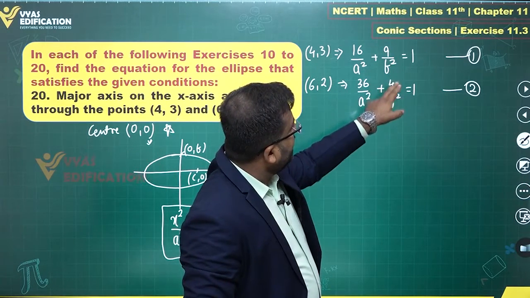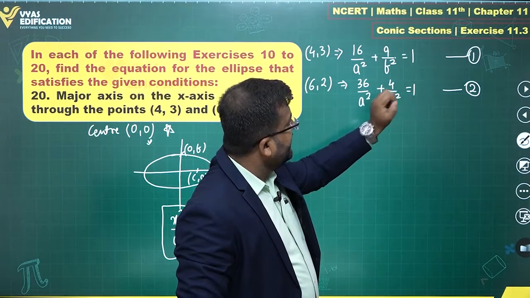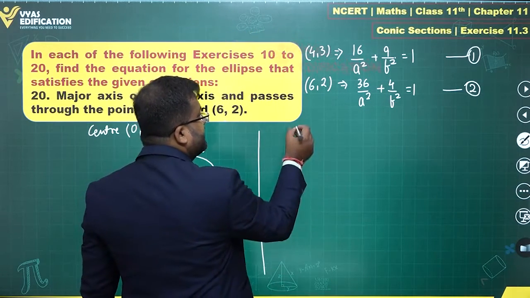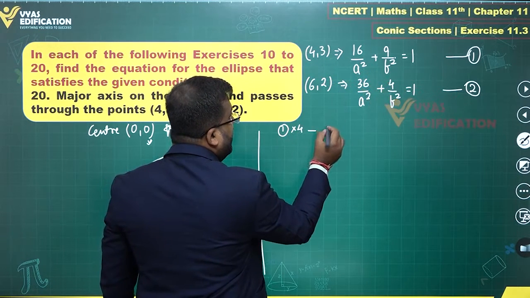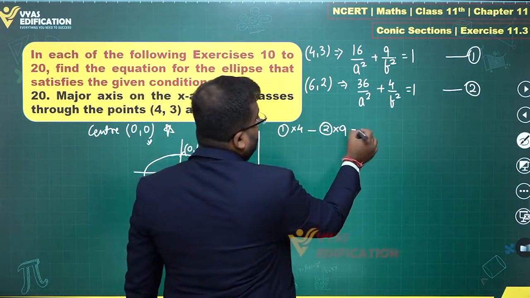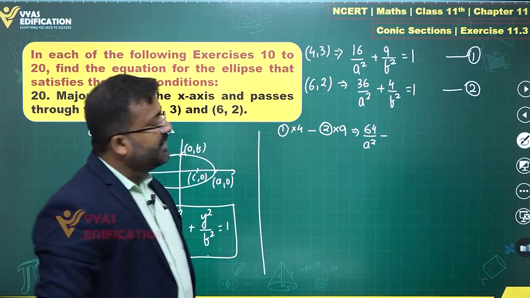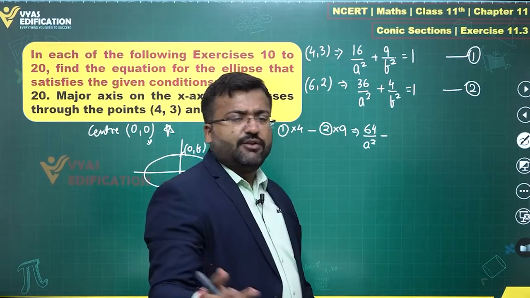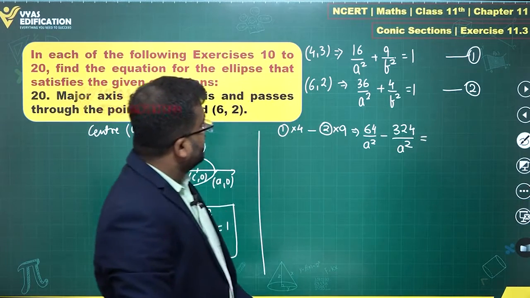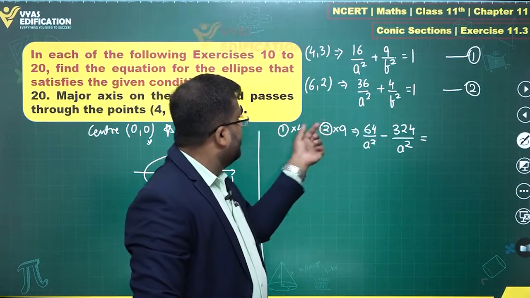Observe, let's try to eliminate b square first. 9 and 4, the LCM will be 36. We'll have to multiply this by 4 and this by 9 over here, and then subtract. 36 upon b square will get cancelled, right? So let's multiply equation 1 by 4 and equation 2 by 9 and subtract them, right? Equation 1 multiplied by 4 will tell me this is 64 upon a square minus equation 2 multiplied by 9. 9 times 36 is 324 upon a square will be equal to, okay, the terms of b square, 9 times 4 36 minus 4 times 9 is 36 will get cancelled. This will become 4 minus 9.